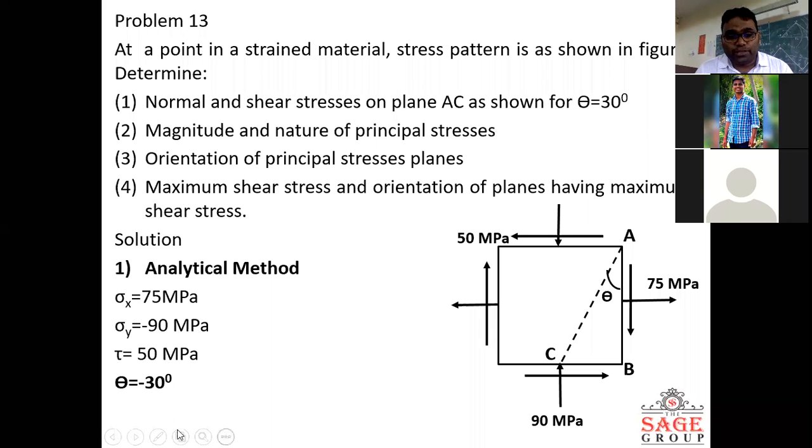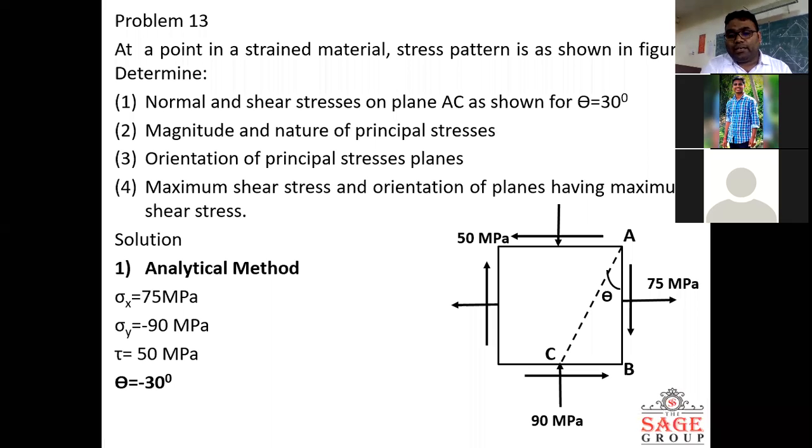And the fourth one is to find the maximum shear stress and the orientation of the plane having the maximum shear stress, which means we also need to find theta s. This is all about the question, and you can see this diagram. In this diagram, the stress pattern is mentioned. Along the x-axis, sigma x is 75 megapascal, and sigma y is minus 90 megapascal, which means it is compressive in nature. And the shear stress is mentioned as 50 megapascal.